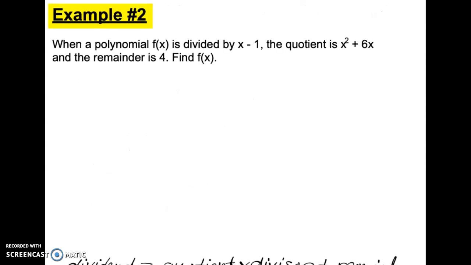So here's our next example. When a polynomial f of x is divided by x minus 1, the quotient is x squared plus 6x, and the remainder is 4. Find f of x. Okay, so they're telling you f of x is your dividend, because that's what you're dividing. It's divided by x minus 1, so that is your divisor. They give you the quotient and they give you the remainder.